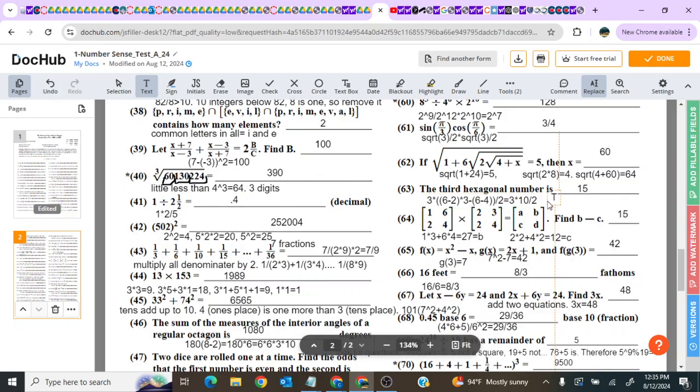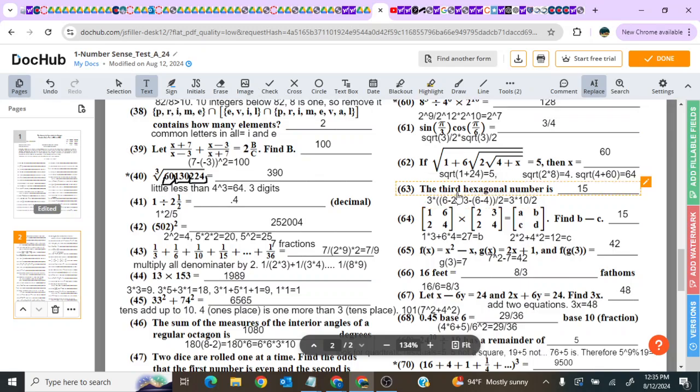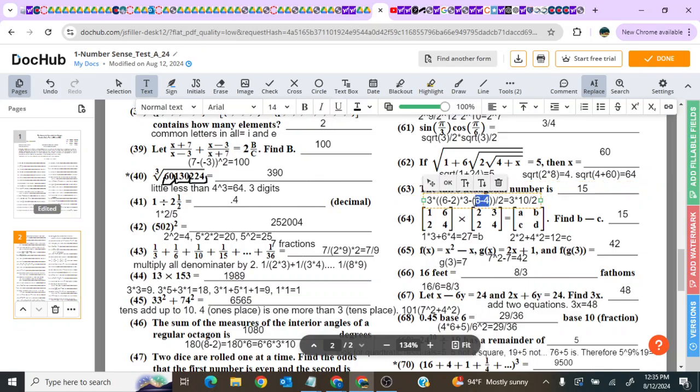Well, for the third hexagonal number, you use your equation for numbers like that. So your hexagonal is 6. First of all, we'll start with the part inside. Your type of number, so 6 minus 2, multiplied by your actual number. 6 minus 2 is 4 times 3. Then you subtract your type of number minus 4, so equals minus 2.